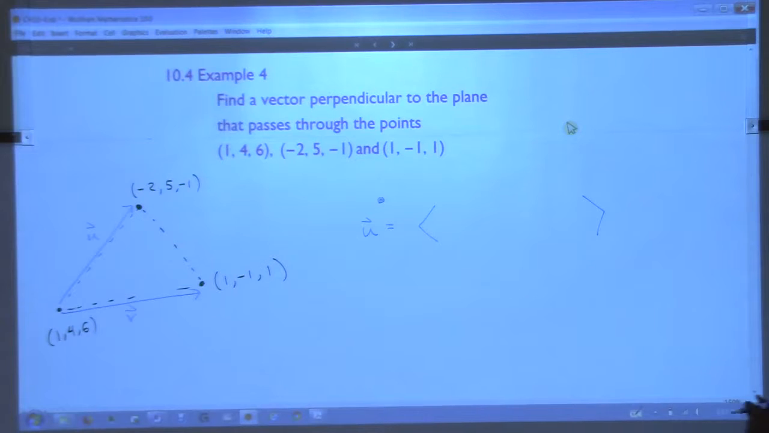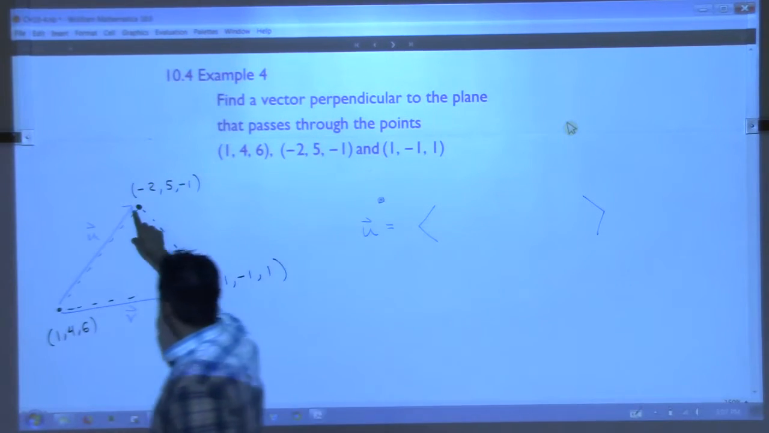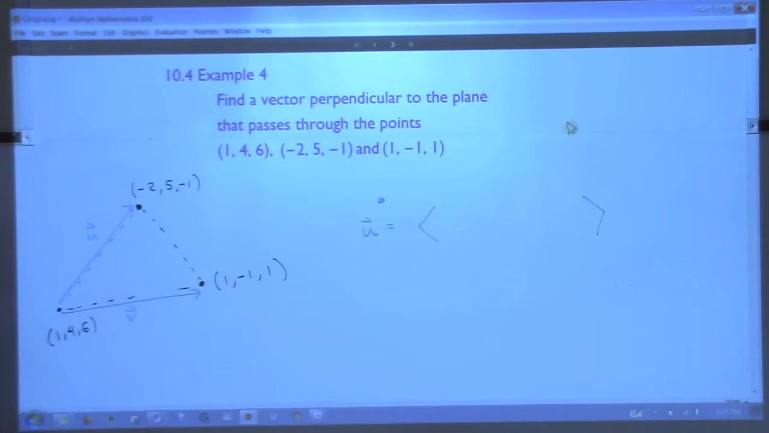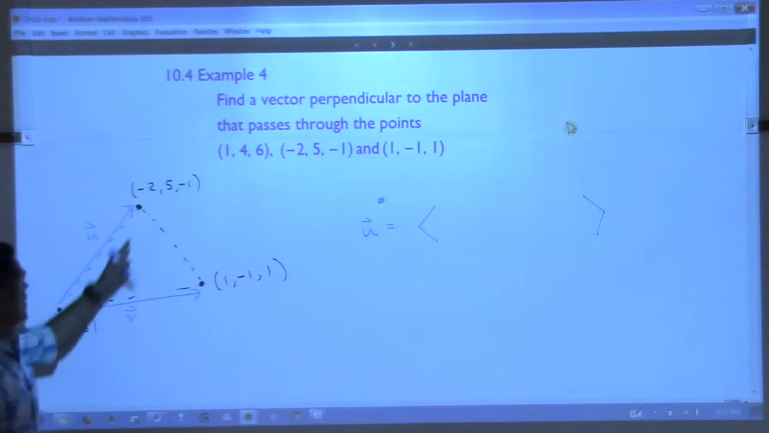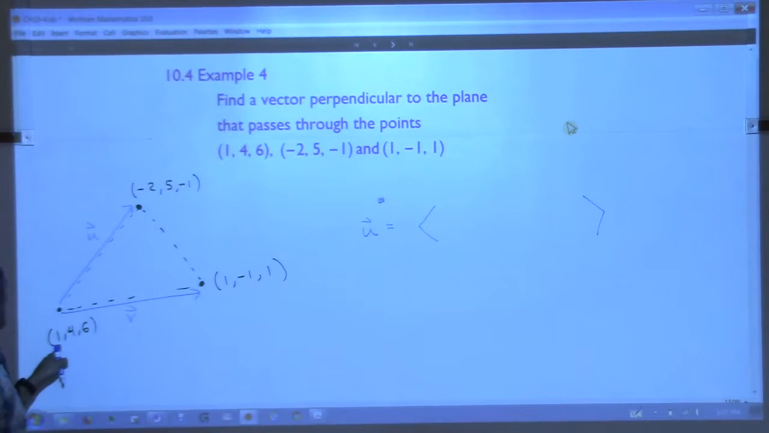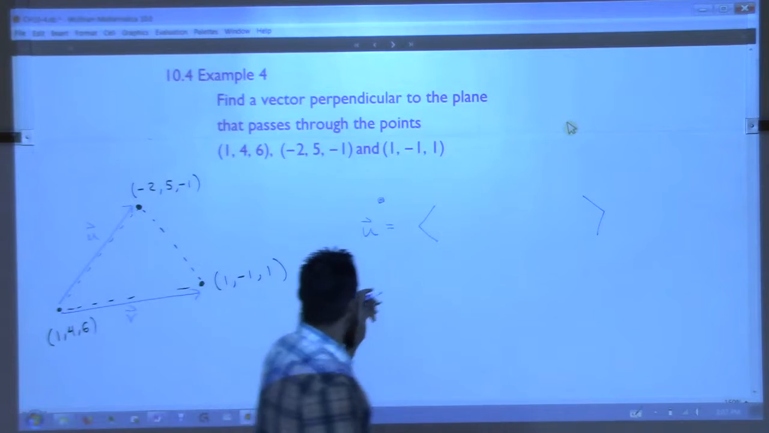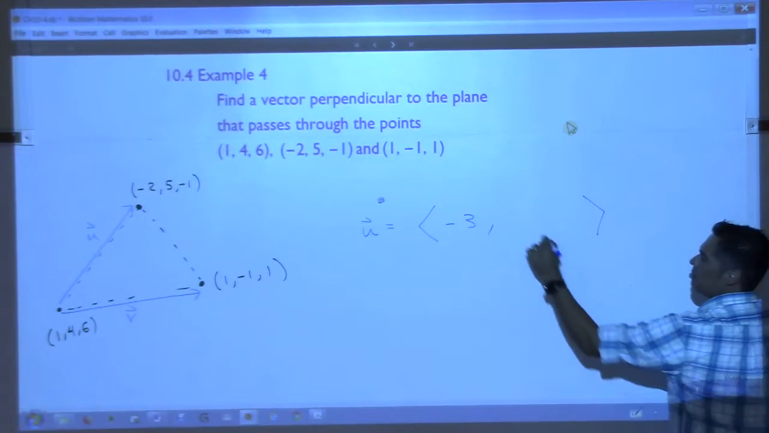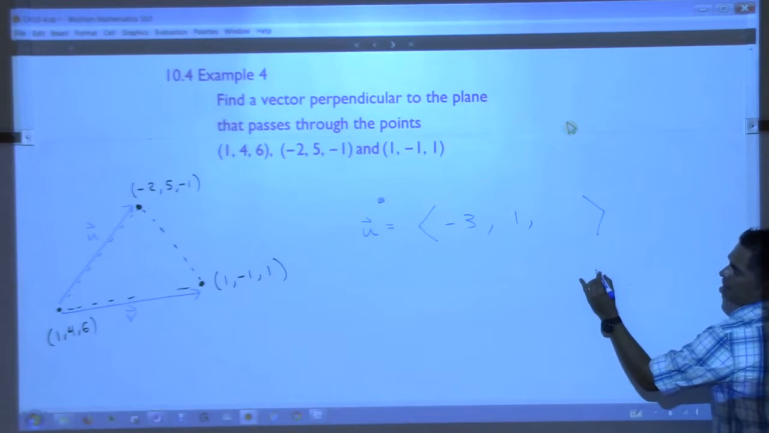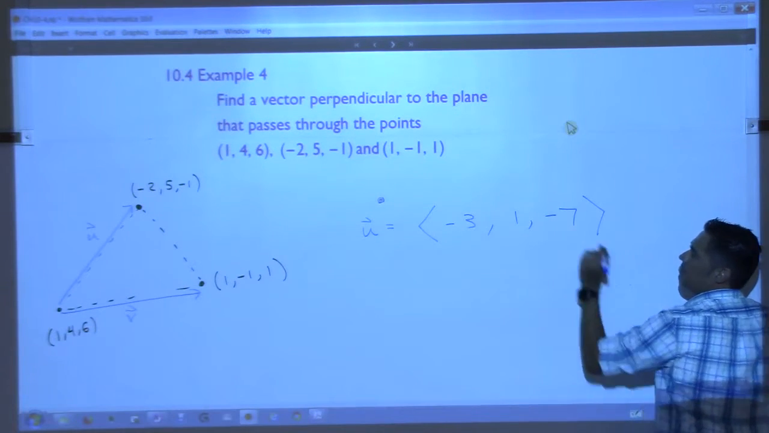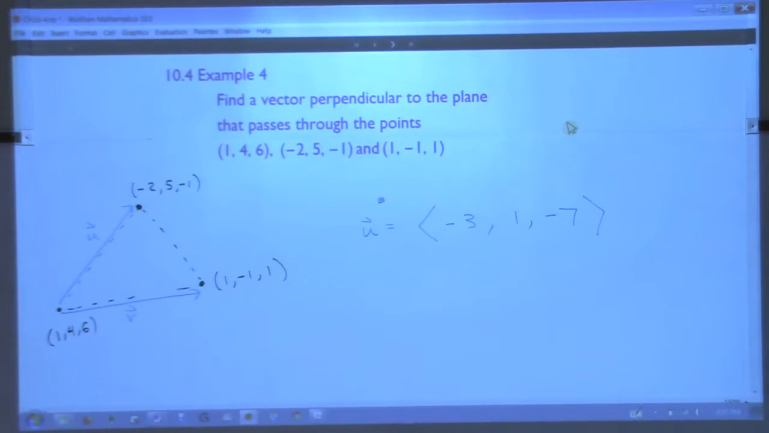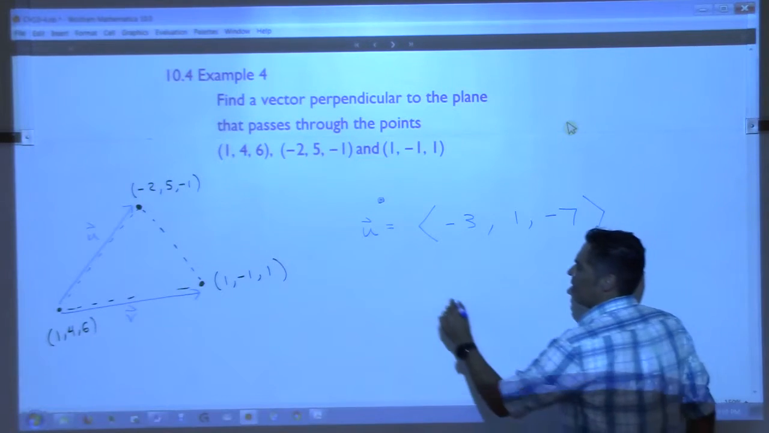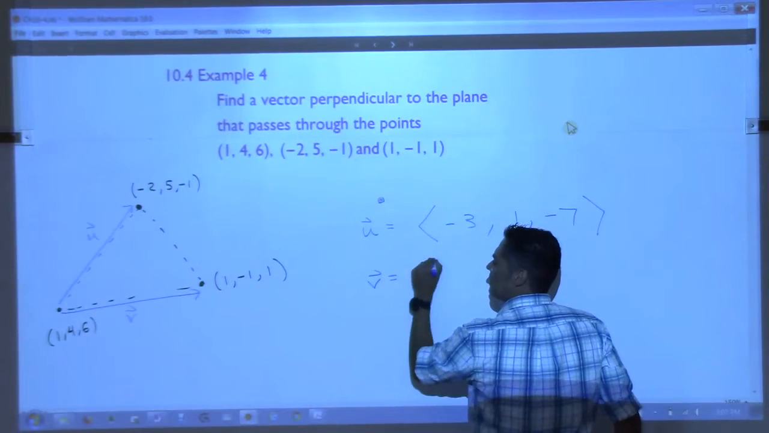Notice where my arrow is, all right? I'm ending here, right? So I'm going from here to here. Oh, so it's -2, take away 1, right? So -3, 1, -7. Okay, so that's last class. How do you find the vector between 2 points? All right, next one, v.